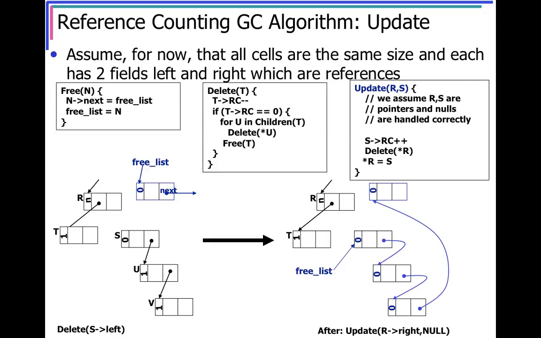We're going to recurse back up to S, and we're going to put S on the free list because we have chased all of its children, and its reference count is 0. We call free on that. That goes to the front of the free list like the other ones have, and we have the figure as depicted on the right.